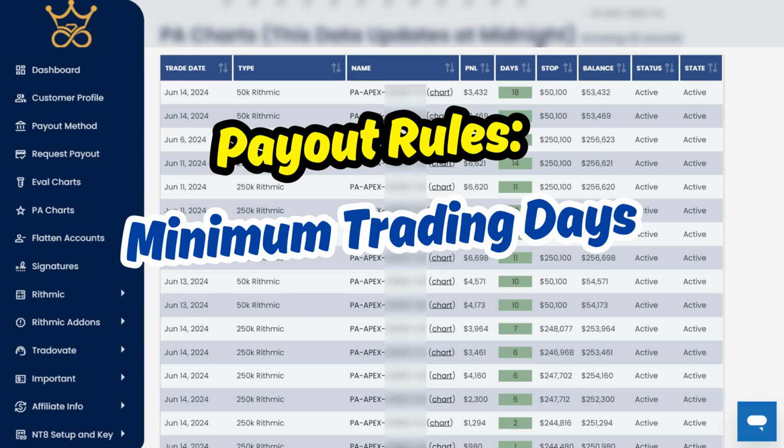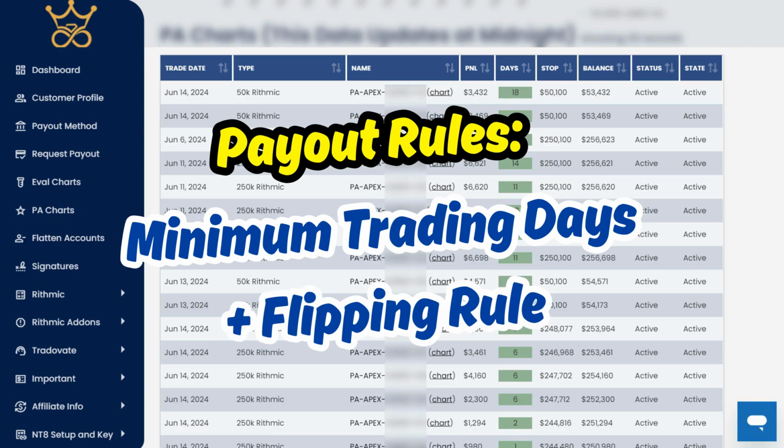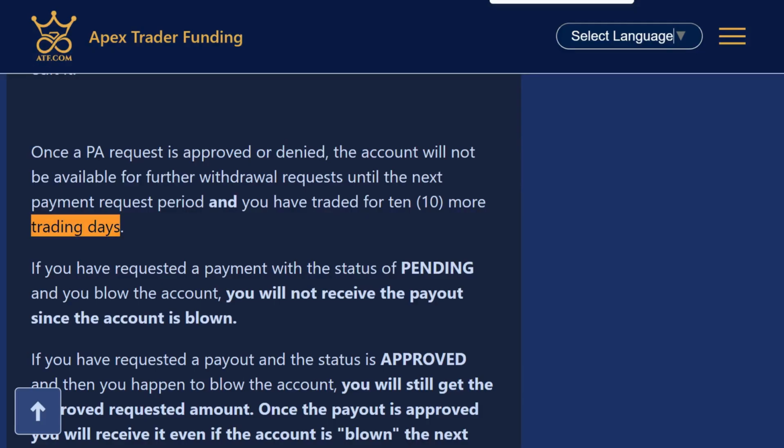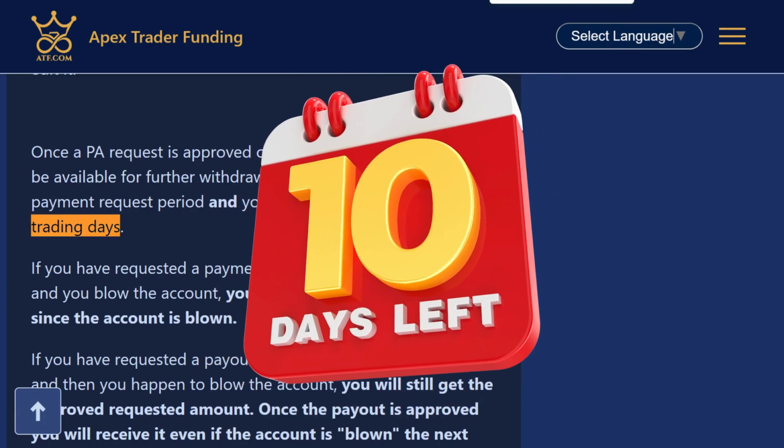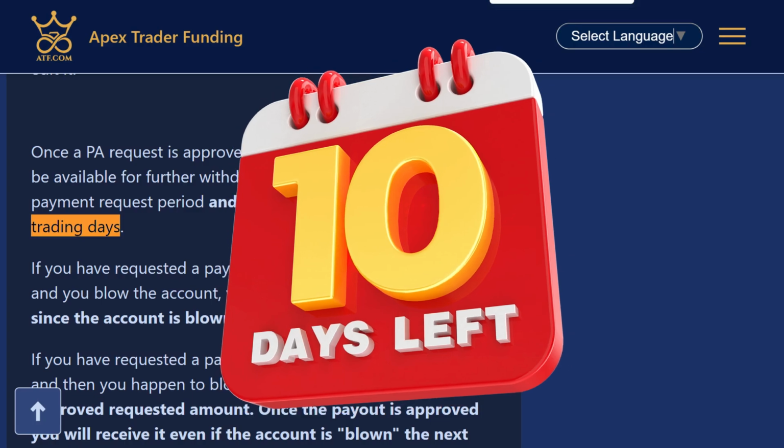What is the minimum amount of trading days required at Apex Trader Funding for you to be paid out? We're also going to look at the flipping rule to make sure you don't get denied because you flipped too many days. The simple and short answer from their FAQ is 10 trading days. Now, what does 10 trading days mean?